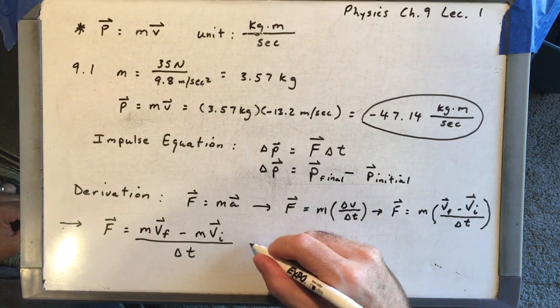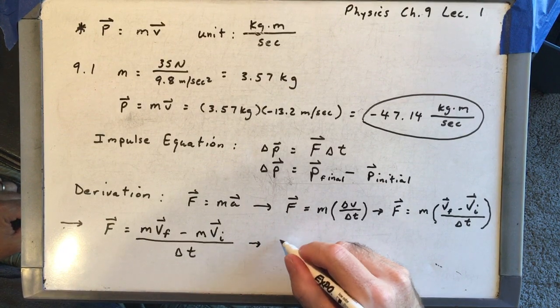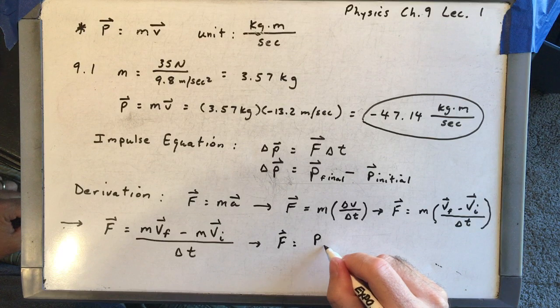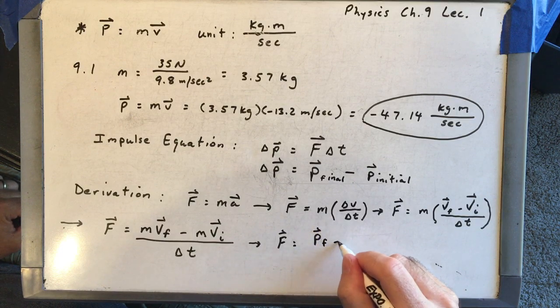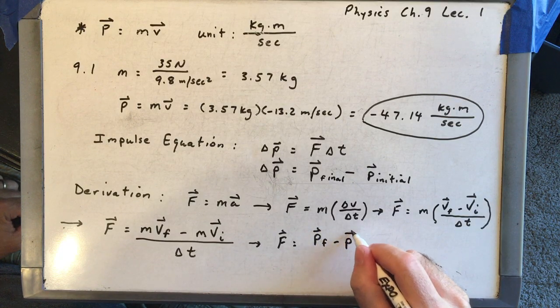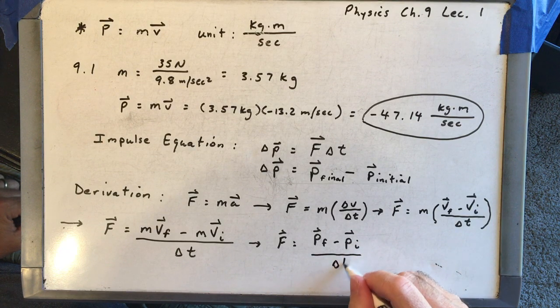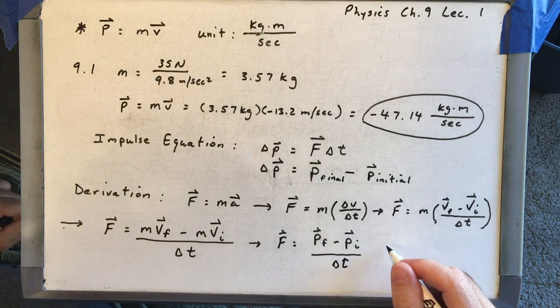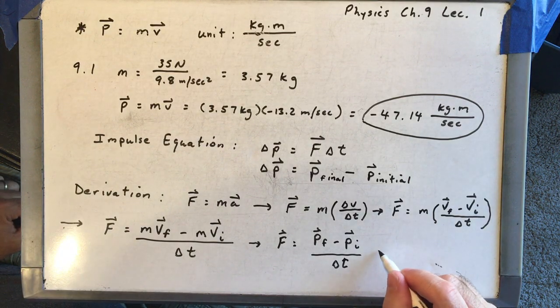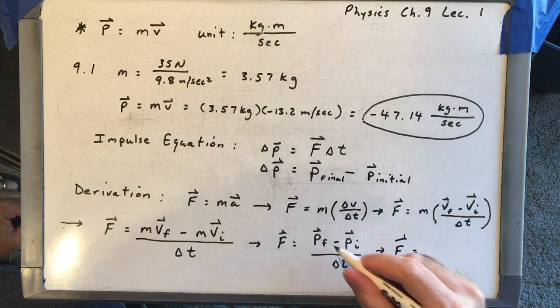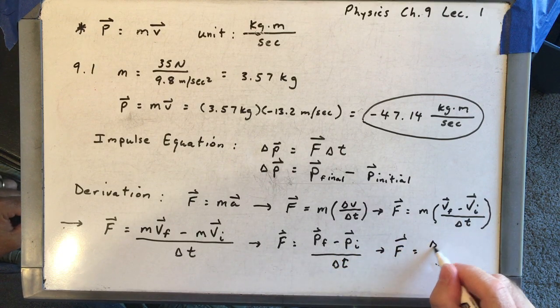Well, what is mass times velocity? We just learned that's momentum. So force is equal to the final momentum minus the initial momentum over the change in time. And that is just the force is equal to final minus initial momentum, that's just the change in momentum, over the change in time.